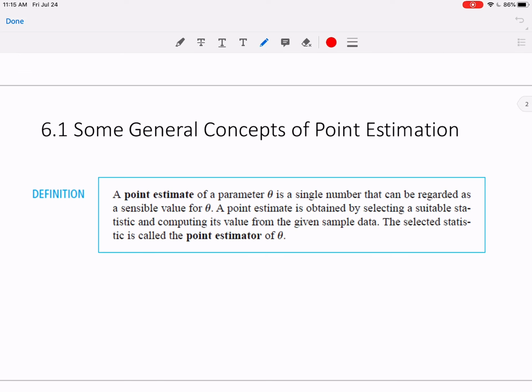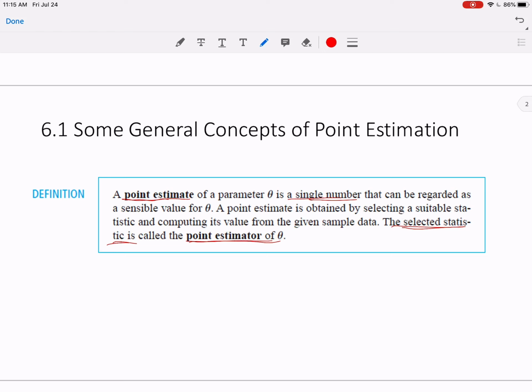Now, first of all, let's take a look at the definition here. A point estimate of a parameter theta is a single number that can be regarded as a sensible value for theta. A point estimate is obtained by selecting a suitable statistic and computing its value from the given data sample. The selected statistic is called the point estimator of theta. So, which means the point estimate is a number and the point estimator is a statistic.